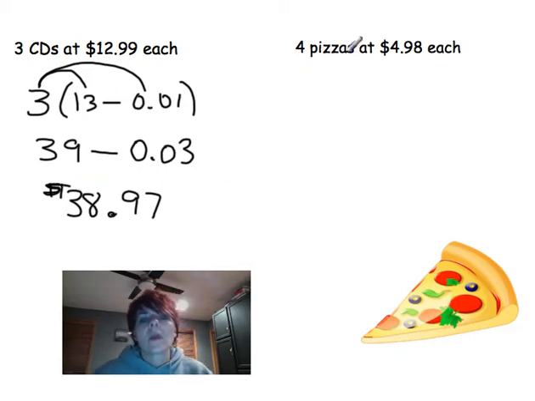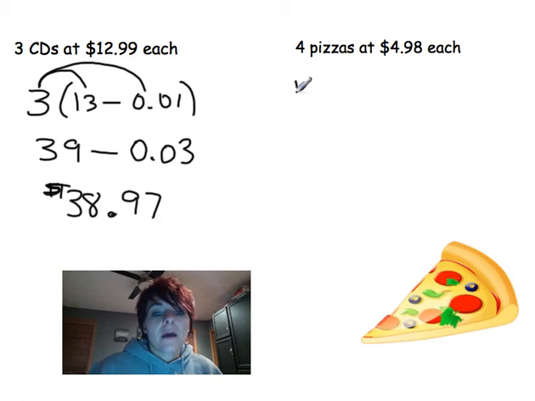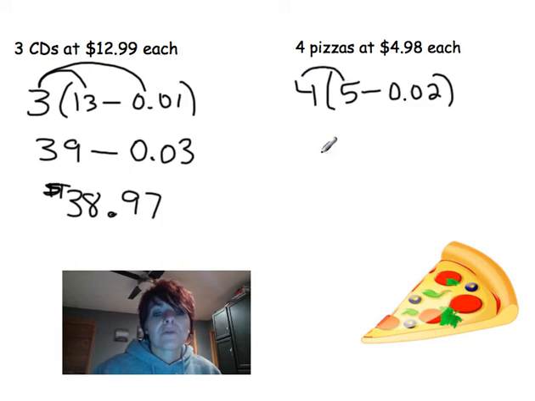Dollar problem. Okay, 4 pizzas at $4.98. Again, I would take 4 times, instead of using $4.98, I'd use $5. But to get back to the $4.98, I'd have to subtract 2 cents. Okay, $5 minus 2 cents gets me back to this $4.98. Now we'll distribute. 4 times 5 is 20.